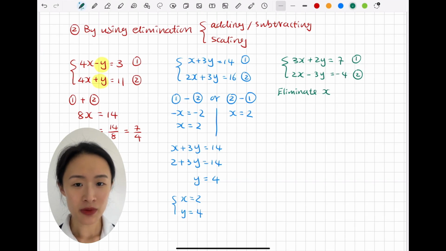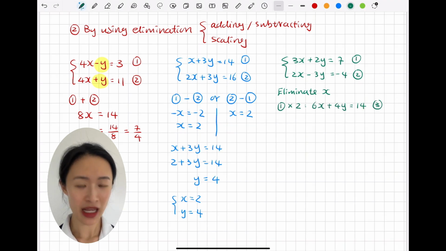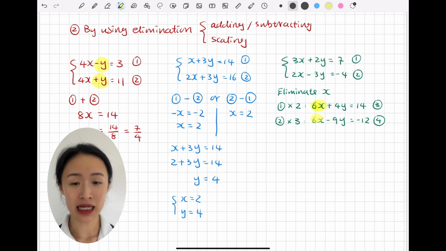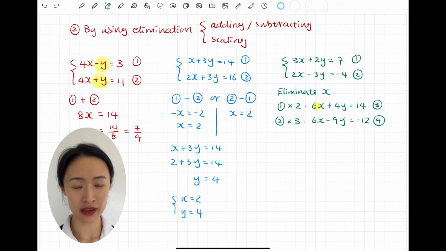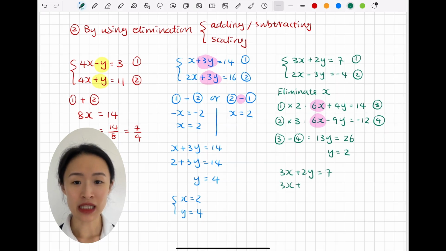What happens if I wanted to eliminate x? Let's have a look. It's the same process. I wanted to make sure I have the same coefficient. The lowest common multiple of 3 and 2 is 6. So what I need to do this time is multiply the first equation by 2 and the second equation by 3. Because we have 6x and 6x, I need to subtract them from each other. So in this case, I'll do 3 subtract 4. I'll have 13y equals 26. That gives me y equals 2. And then we can do the same to work out x.